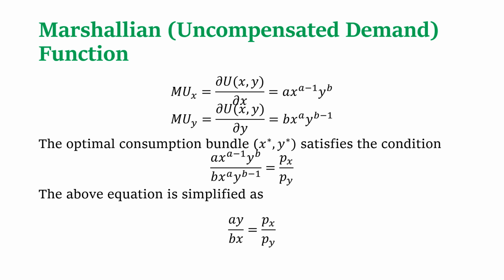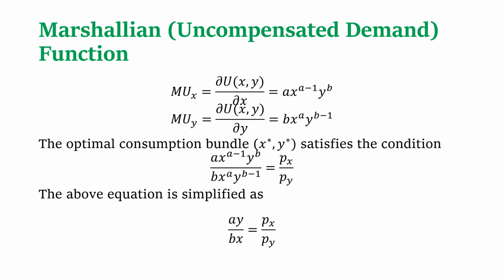And now we have y to the power b divided by y to the b minus 1. So we do the same thing: y to the b divided by y to the b minus 1 is the same as y to the b minus (b minus 1).